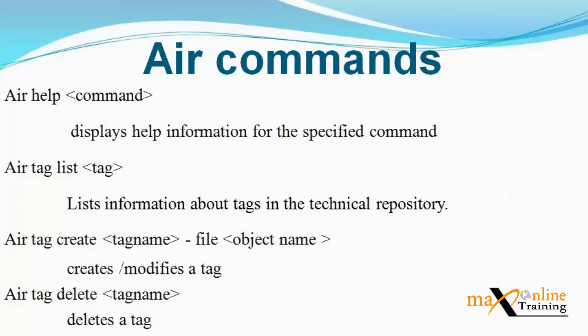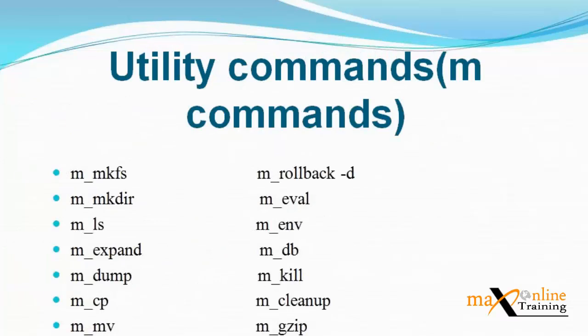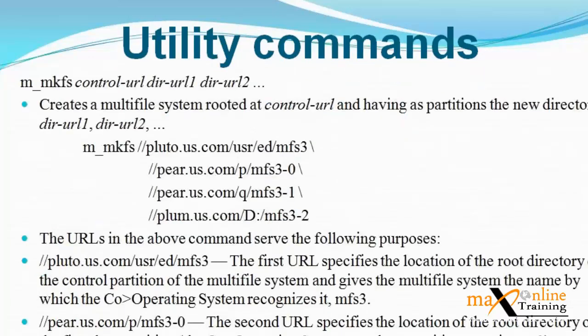So these must be a subset of all the commands available, right? Air help will give me all the available commands. These commands start with m underscore. Mostly these commands are used to work with the multi-file environment, and there are some others. The first one is m_mkfs. This is one of the commands to create a multi-file system.